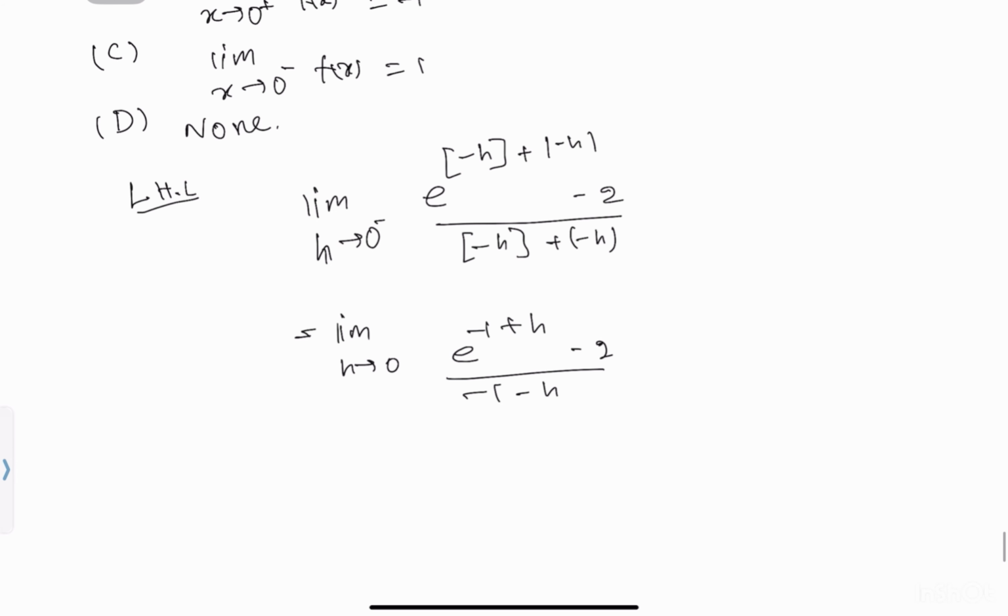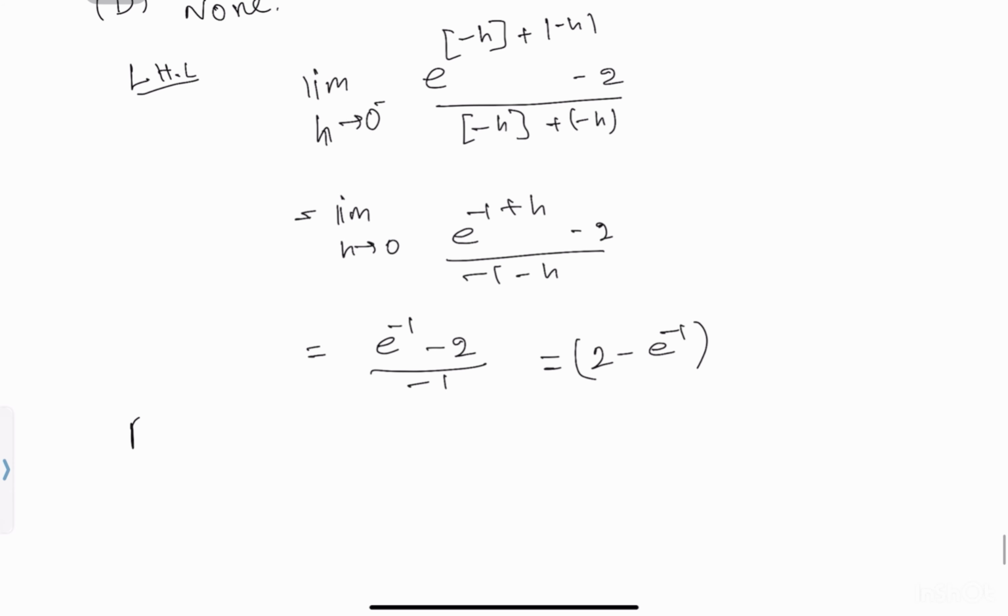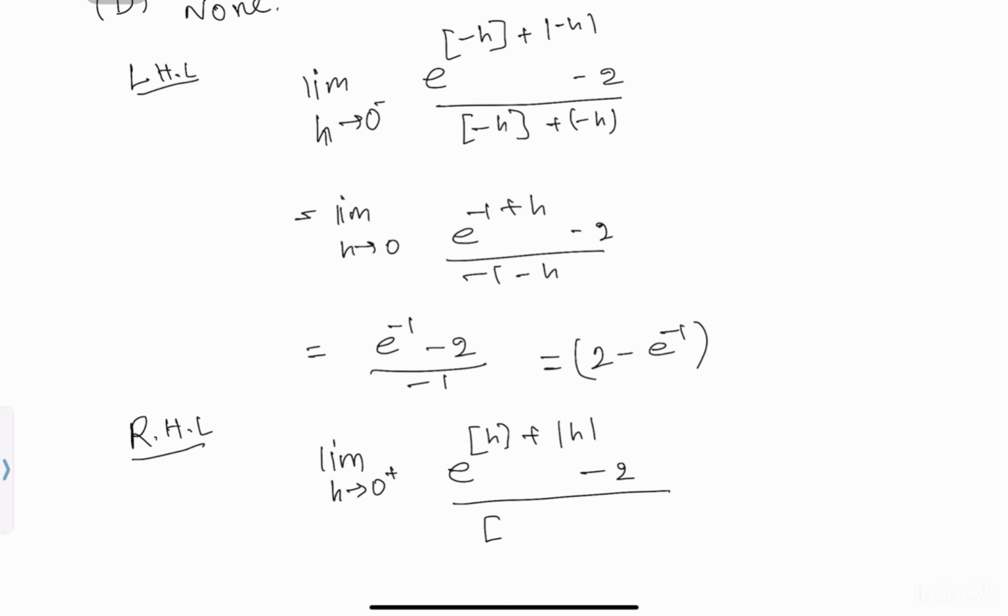Okay, now if I put h equal to 0, that becomes e to the power minus 1 minus 2 divided by minus 1. That means I can write 2 minus e to the power minus 1. Okay, this is my left hand limit. Now for right hand limit h tending to 0 positive, e to the power 0 plus h, plus modulus of h minus 2 divided by box function of h plus normal h.